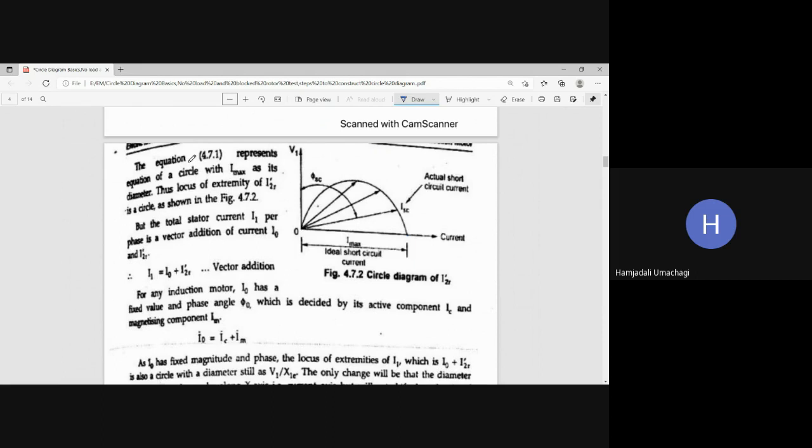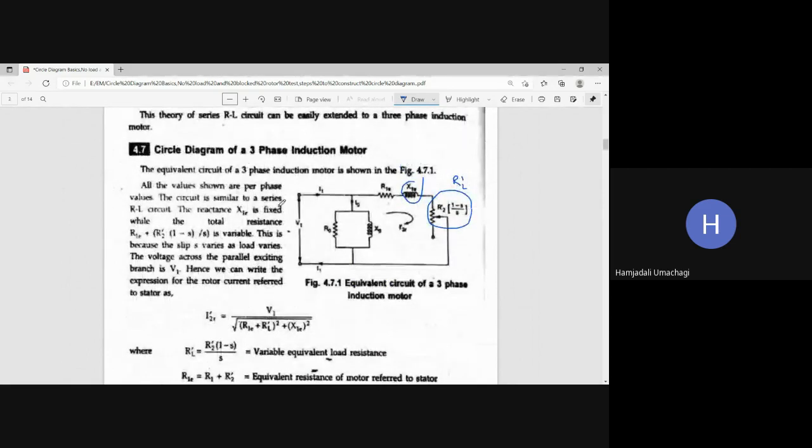Then the total stator current I1 per phase is the vector addition of no load current and reflected rotor current I dash 2R. We know that if we see the equivalent circuit of the induction motor, this stator current I1 is the vector sum of reflected rotor current I dash 2R plus I naught.